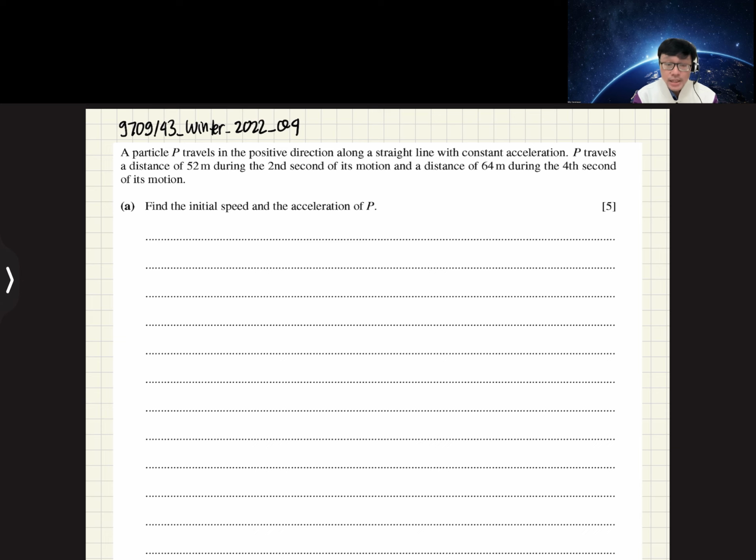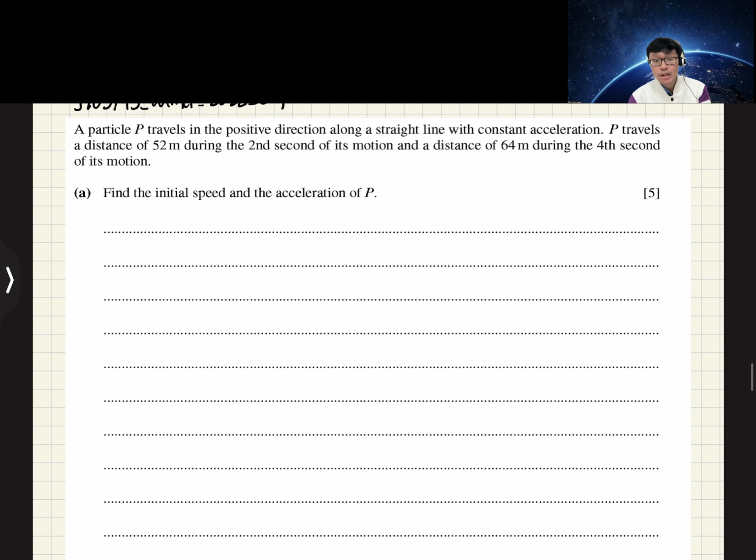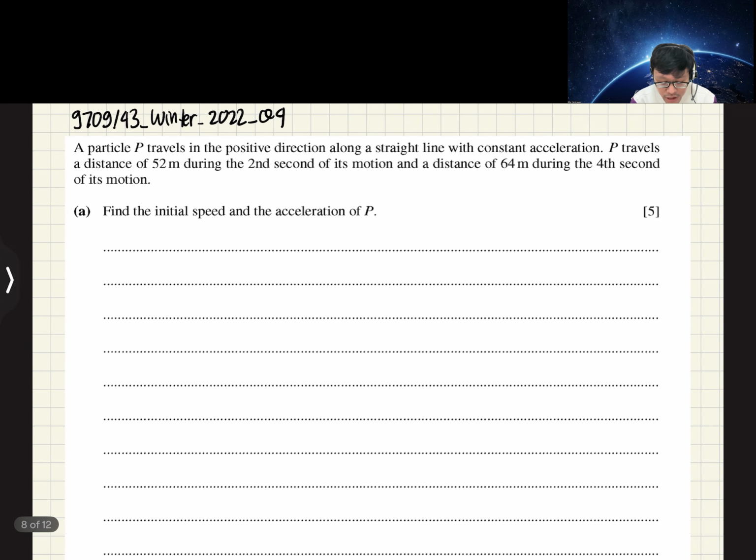This one is a little bit harder, but let's take a look at how we approach this kind of question. A particle P travels in the positive direction along a straight line with constant acceleration. P travels a distance of 52 meters during the second second of its motion and a distance of 64 meters during the fourth second of its motion. Find the initial speed and acceleration of P.